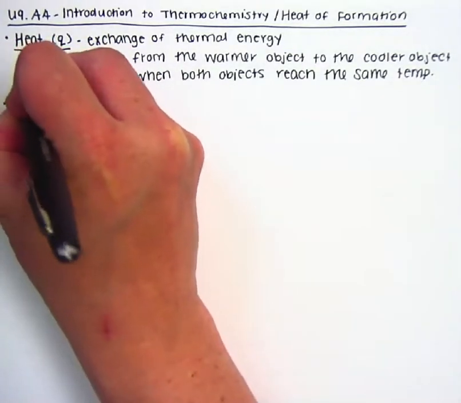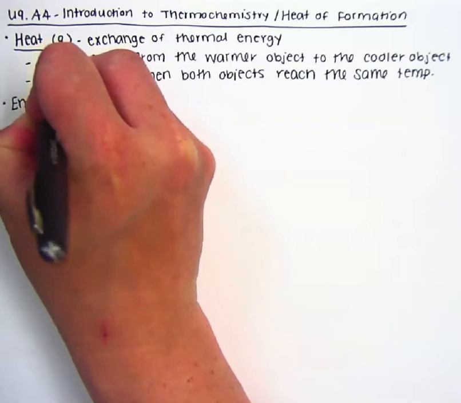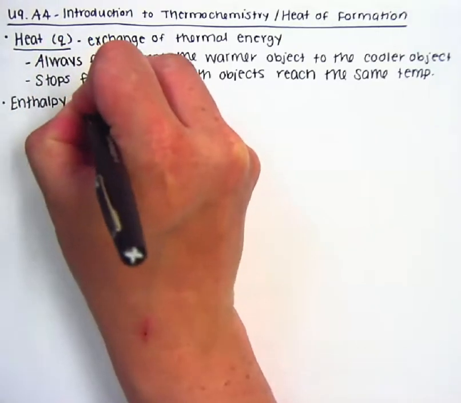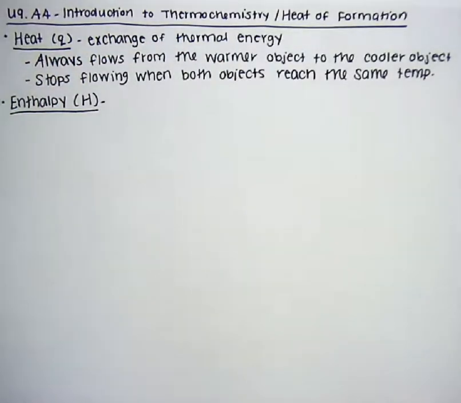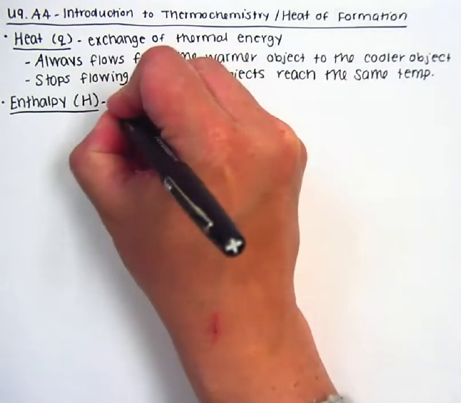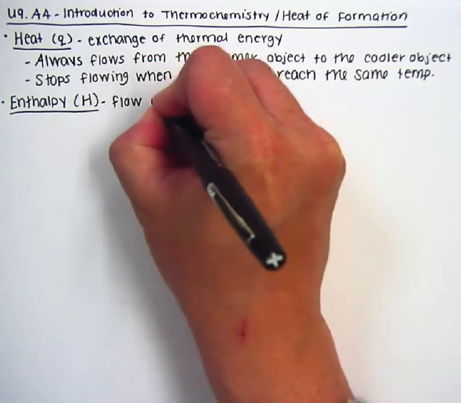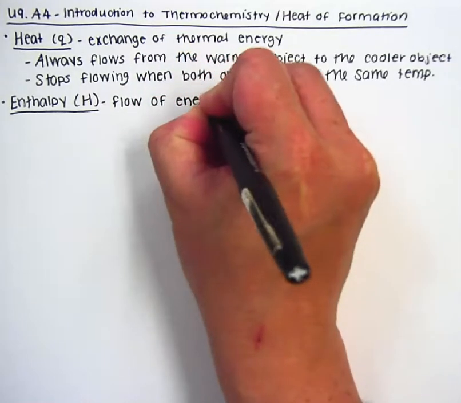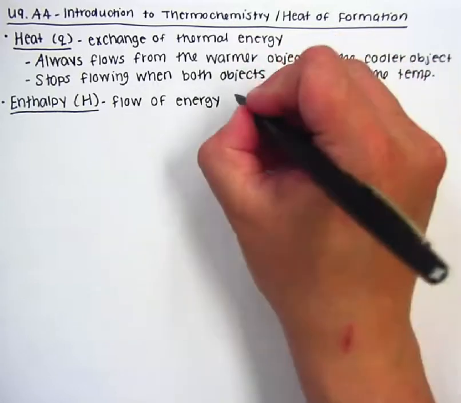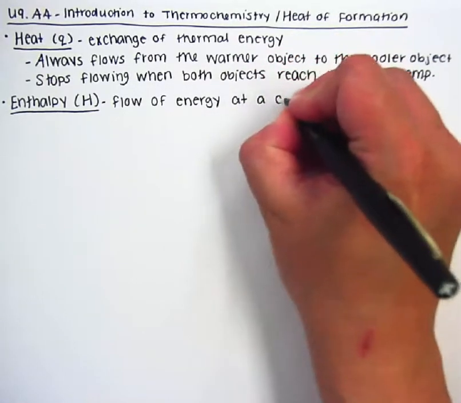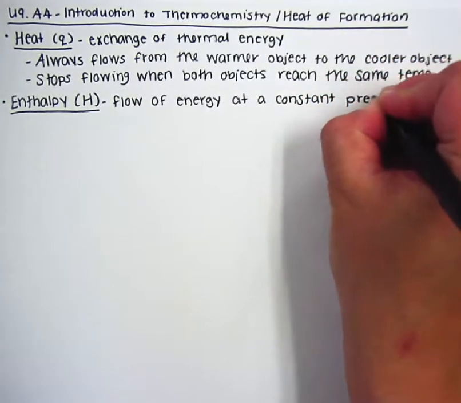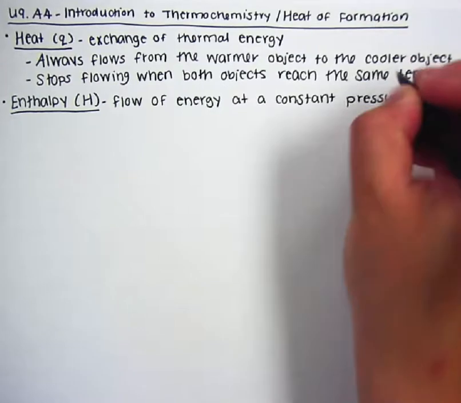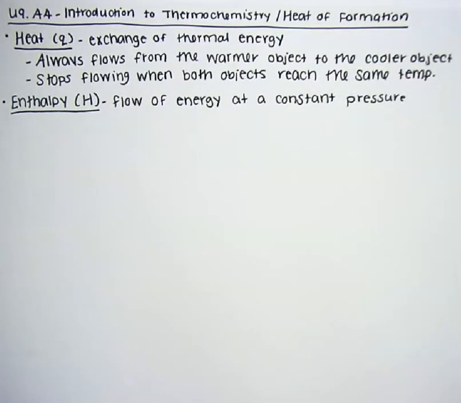Next term, enthalpy. We're going to use a capital H to represent enthalpy. Enthalpy is just our flow of energy. And when we're talking about enthalpy, it's going to be at a constant pressure. So the flow of energy at a constant pressure.